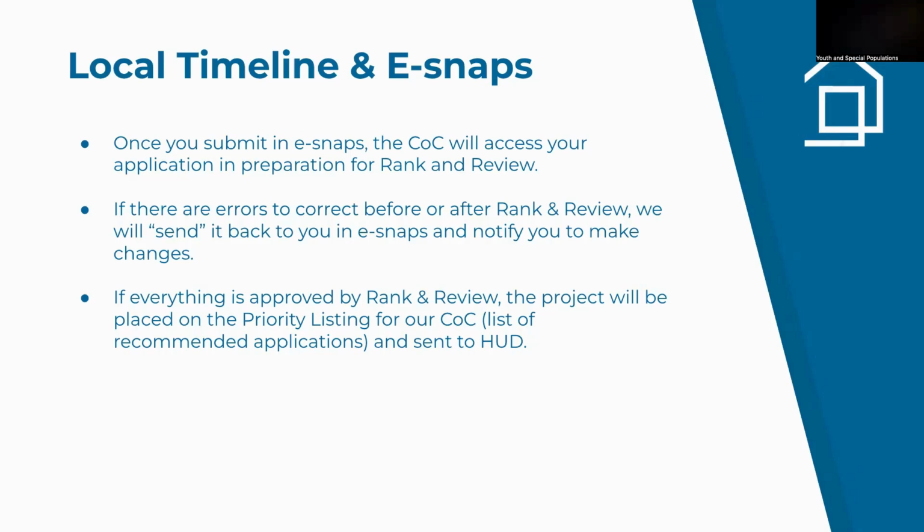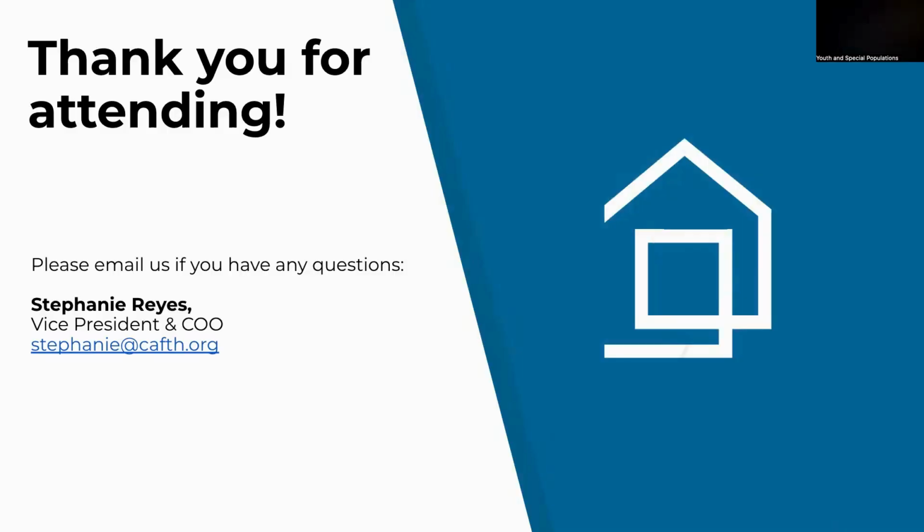All that we will have to do is send it back to your agency, and then you will see it just as if you had never submitted it. So you will be able to resubmit it after you make that change. And then if everything is approved by rank and review, the project will be placed on the priority listing for our continuum of care. This is the list of recommended applications sent to HUD. If the application is not approved, you will be notified outside of ESNAPS over email, and you will be given the opportunity to appeal.